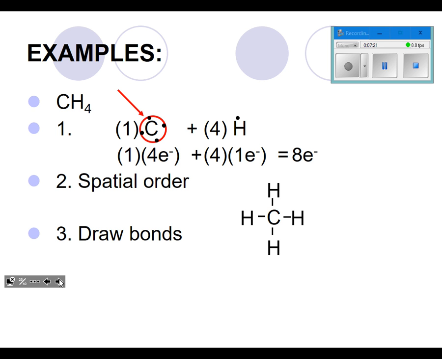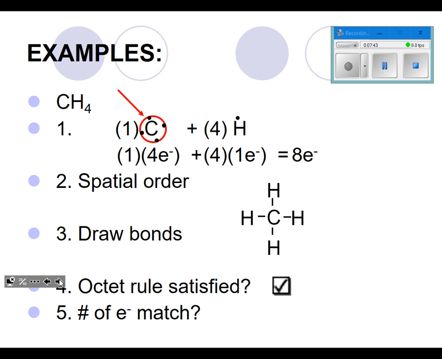So we draw bonds. Step 4, octet rule. So do the hydrogens have 2? Yes, each one of those lines represent 2 for the hydrogens. And does the carbon have 8? Well, because the carbon's in the middle and it has 4 lines shared, that's 8. So yes, the octet rule is satisfied. Then, step 5, count the number of electrons. So 2, 4, 6, 8 because of the bonds. So does that match the number of valence electrons I said in step 1? Yes, it does. And that would be my diagram. All right.